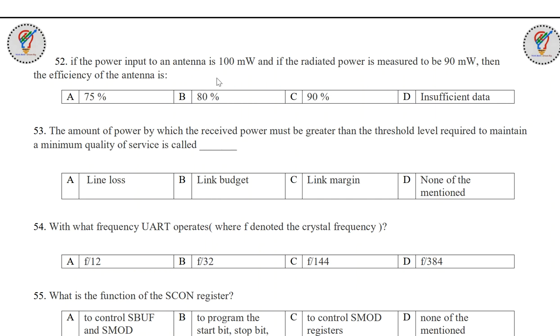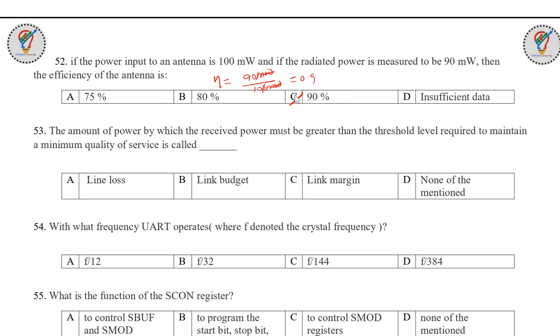So if you substitute the data here, efficiency is a ratio of radiated power. How much radiated power? It is 90 milliwatts divided by input power, which is 100 milliwatts. Just cancel, so you will get 0.9. In terms of percentage, you will get 90% here.